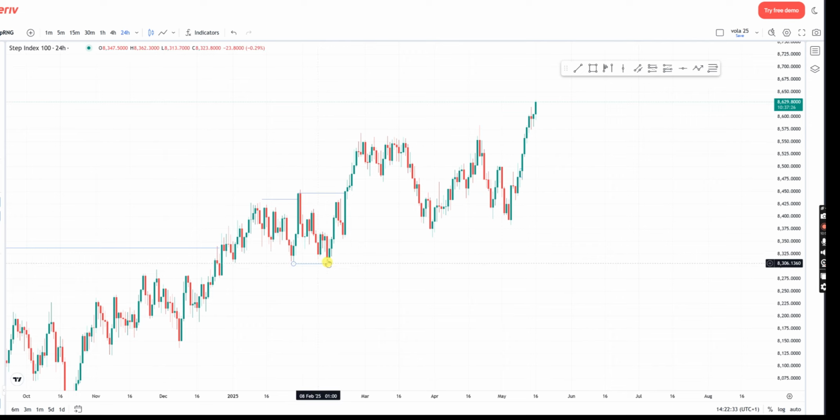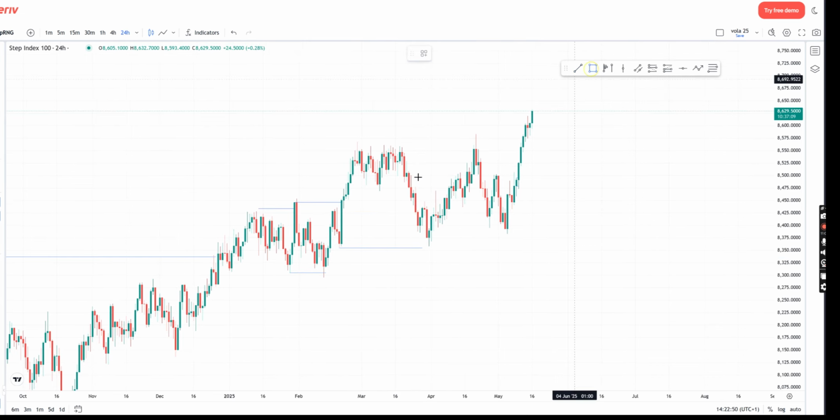It didn't break it, but here it swept that low. And then what do we have? We have the first pullback that didn't mitigate this other block. If we mitigated this other block, then we will not take this as our structural liquidity. So we have this as our structural liquidity. So we are expecting price to pull back into this area for a buy.